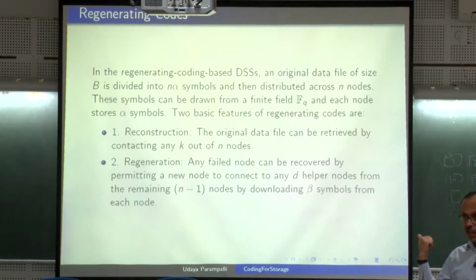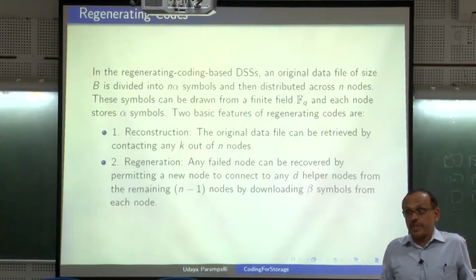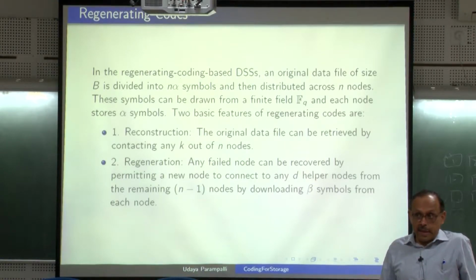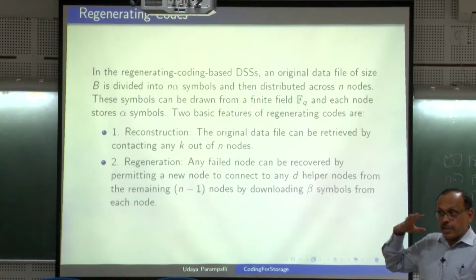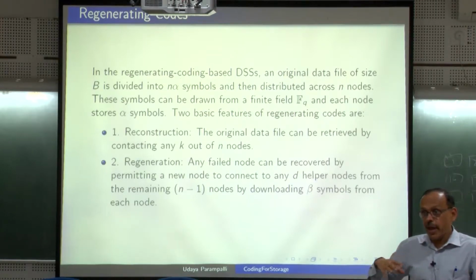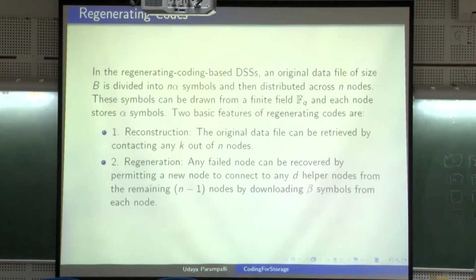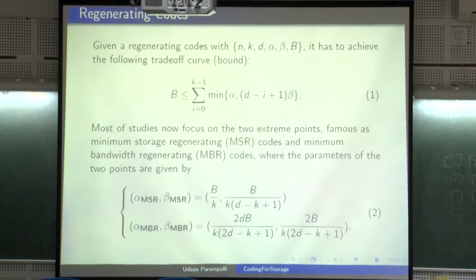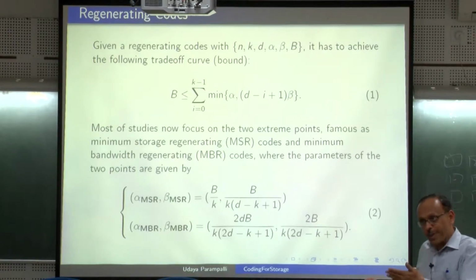In the actual Hadoop implementation, you saw how a particular node goes down and the complexity involved from the system's point of view. Now we are modeling all of that. In the code, the failed node has to connect to any d of the n minus 1 surviving nodes to recover. So a regenerative code with parameters n, k, d, beta has to achieve this trade-off bound. This is what we said in the first lecture, but I will go through the same bound from an information theory perspective this time.